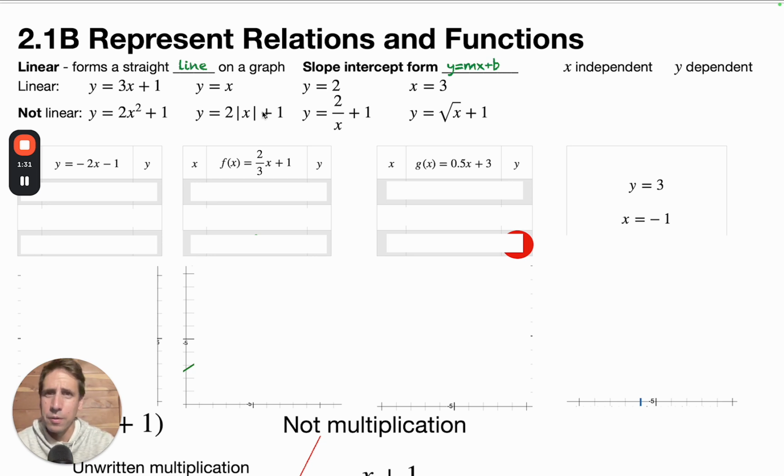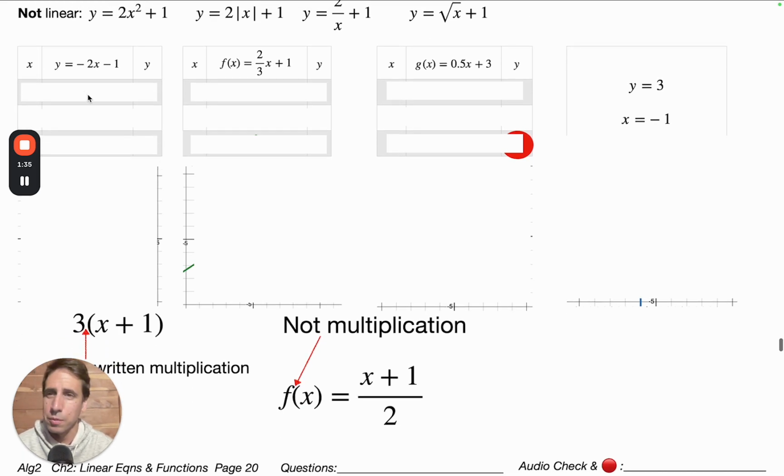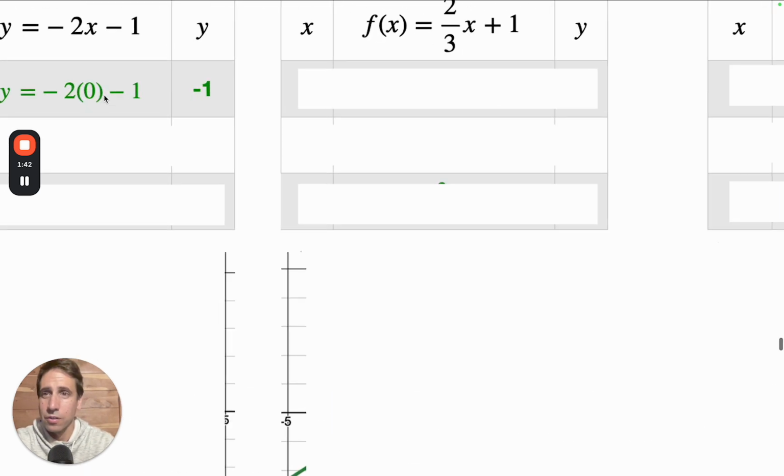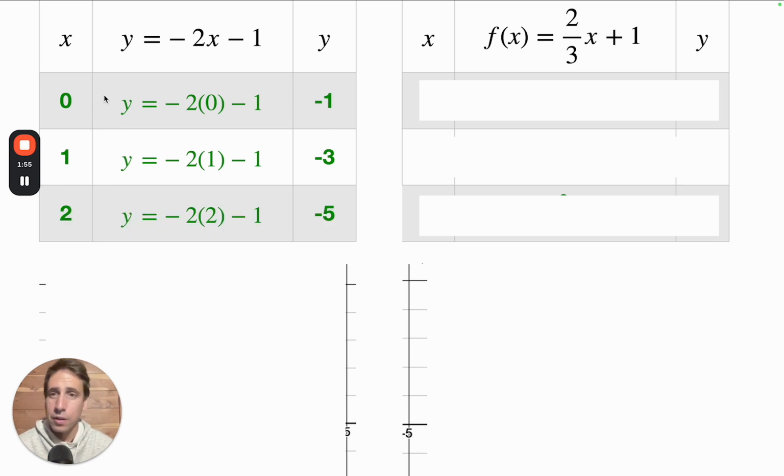So let's talk about how we can graph these. Let's say you're given y equals negative 2x minus 1. We're going to go equation, table, graph. It looks like this. You can choose 0 if you like. I think 0 is a great number to start out with. Negative 2 times 0 is 0, minus 1 is negative 1. Then go to 1. If you put 1 in for x, the independent variable, you get negative 2 times 1 minus 1, which is negative 3. And you plug in 2, you get y equals negative 2 times 2, which is negative 4. Negative 4 minus 1 is negative 5.